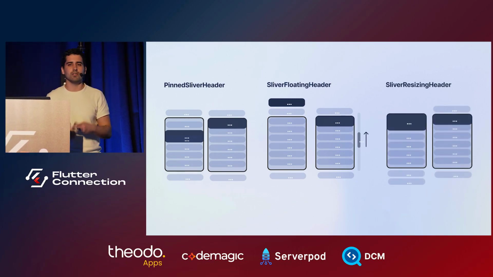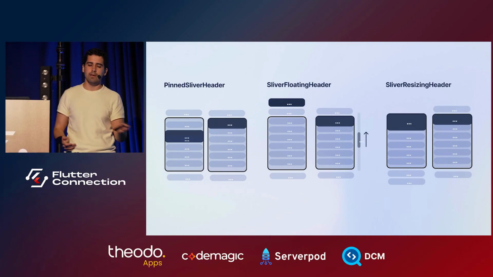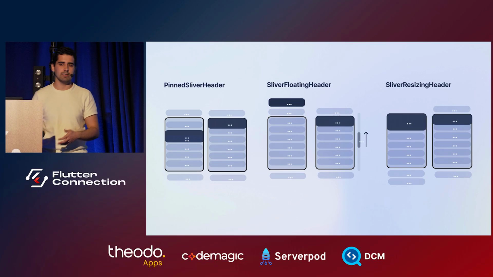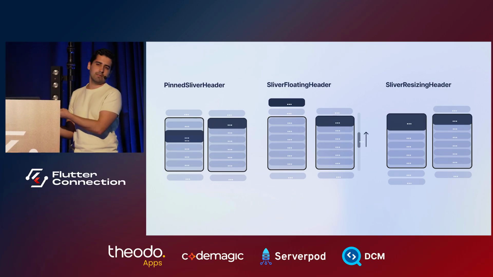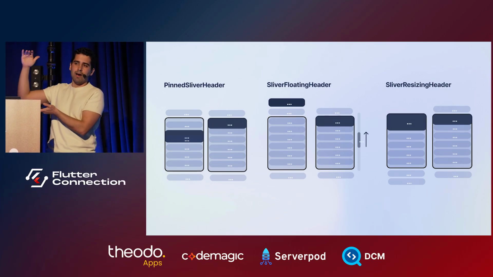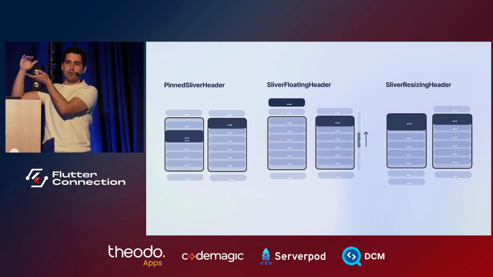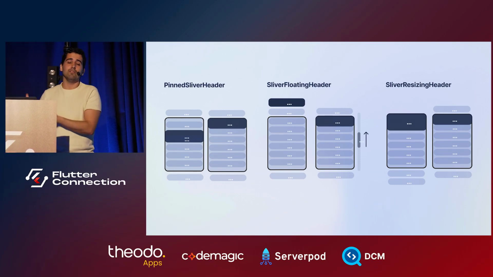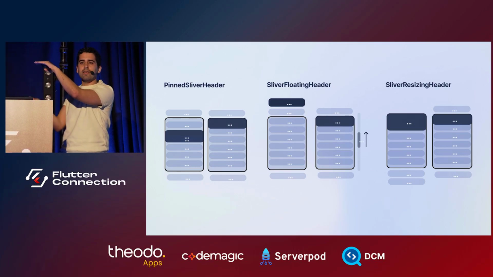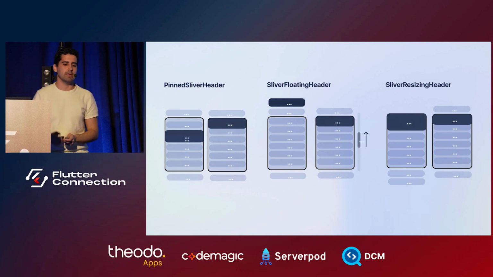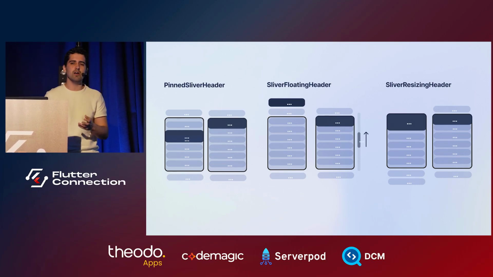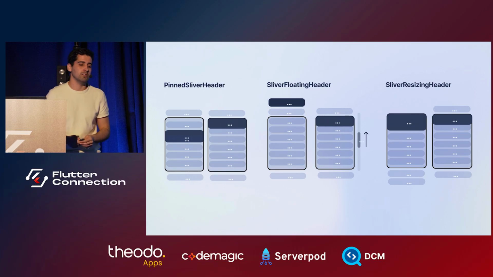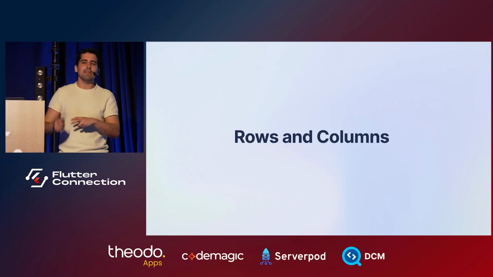And then we have this other option, a bit more complex and more customizable, which is the sliver resizing header. The sliver resizing header is the base for the sliver app bar, and what it does is the same. You have a maximum height when it's not scrolled, and then when it starts scrolling, it collapses to a minimum height, and then you can decide if you want it pinned, if you want it floating, or not at all. Imagine you just want it to resize as soon as the view starts scrolling, but then disappear. We can see an example of this later. So with these three options, you can do something simpler and more customized. Let's take it a bit further.